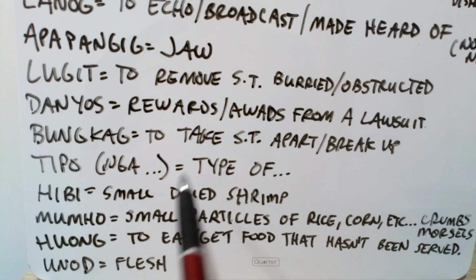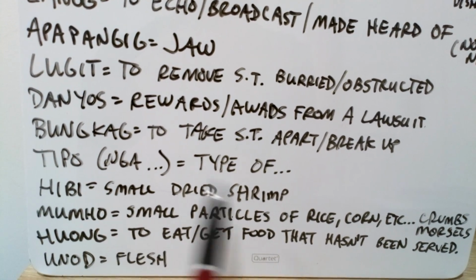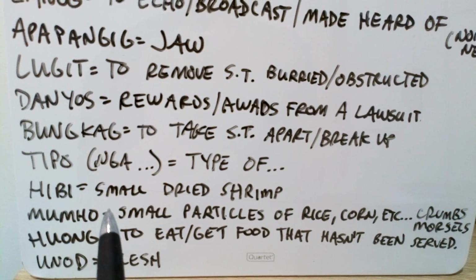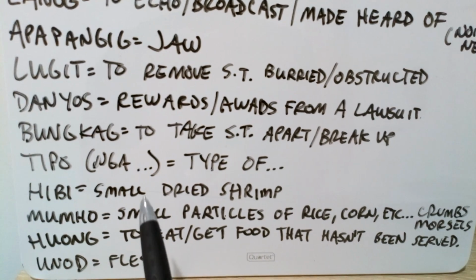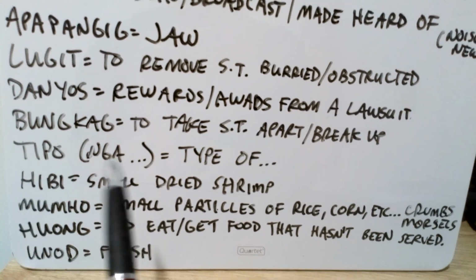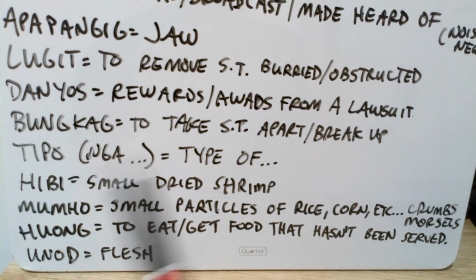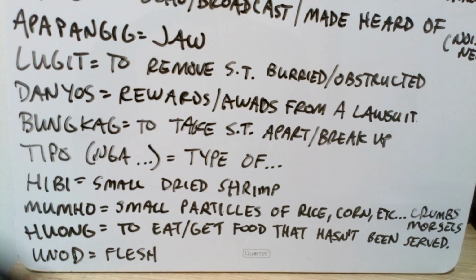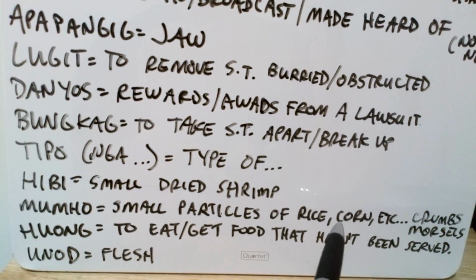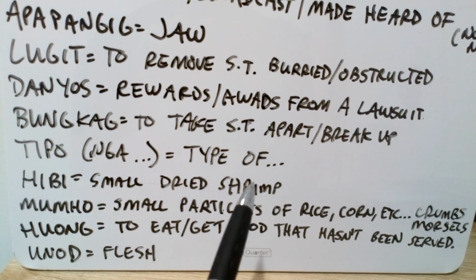Tipo nga blah blah blah, type of blah blah blah, right? I can use this phrase for asking, hey, what type of girls do you like? Unsay mga tipo nga babae sa imo? What type of girls are for you? Or what type of, and then a noun, like what type of food? Unsay tipo nga pagkaon? What type of food? What type of color? Just any type, type of something, right? So this is a useful phrase.